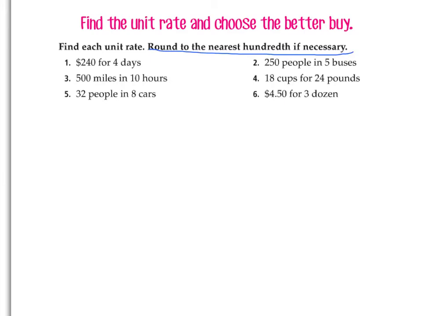So we're going to take our first value, $240, divide it by our second value, 4 days, and I get 60, which means $60 per day, and that makes sense. 50 miles in 10 hours, would miles per hour make sense? Absolutely. So I'm going to take 50 divided by 10, and I get 50 miles per hour. I'm going to write that MPH because that's the abbreviation for miles per hour.